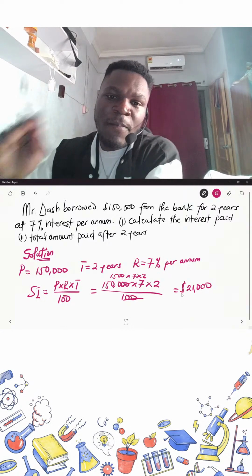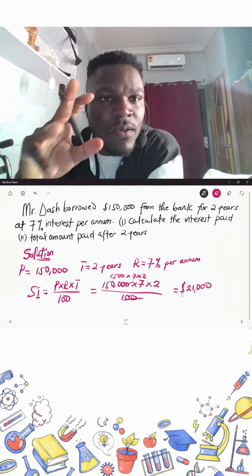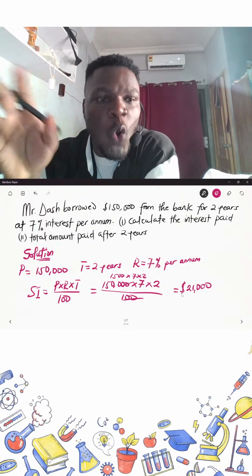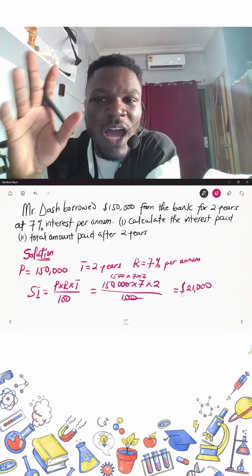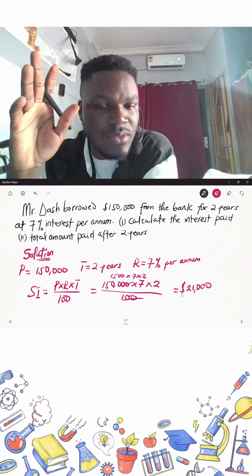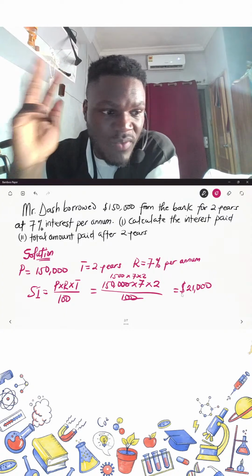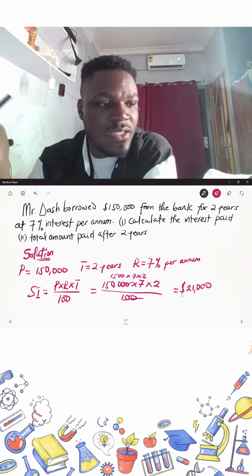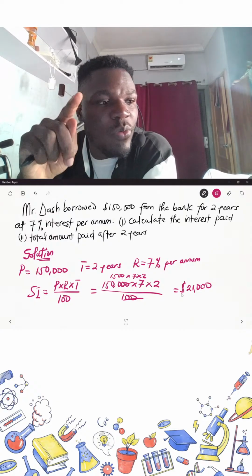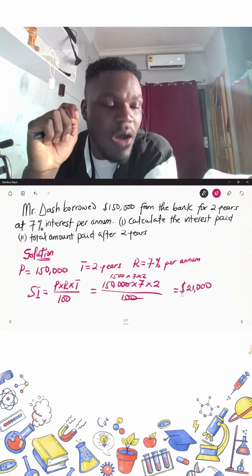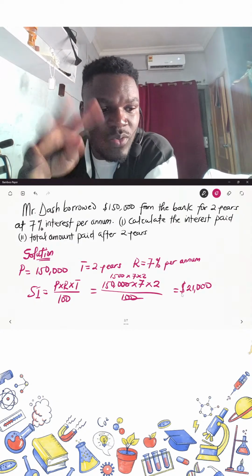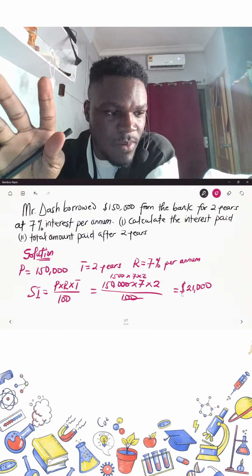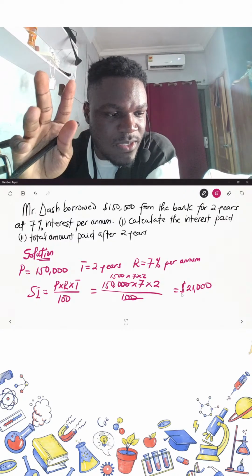So it means that the interest that Mr. Dash has to pay on the amount of money that he borrowed after 2 years is $21,000. Okay, so after 2 years, he has to pay 21,000 as interest to the bank for borrowing $150,000. Are we okay? So that is the solution to the first problem. Any questions so far?